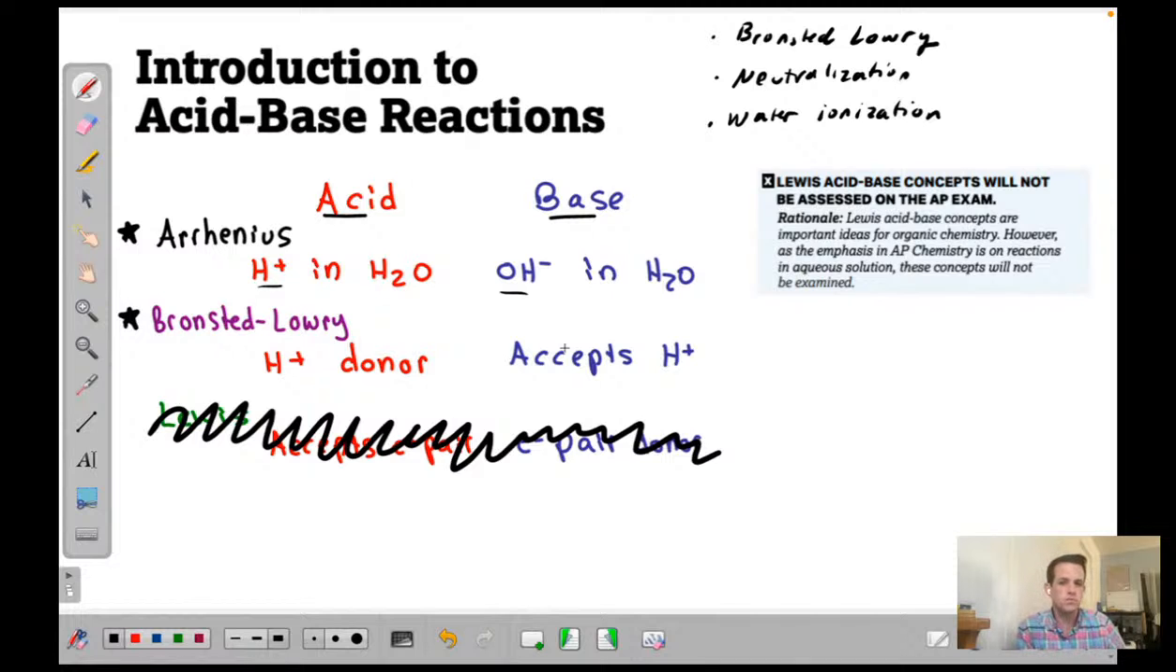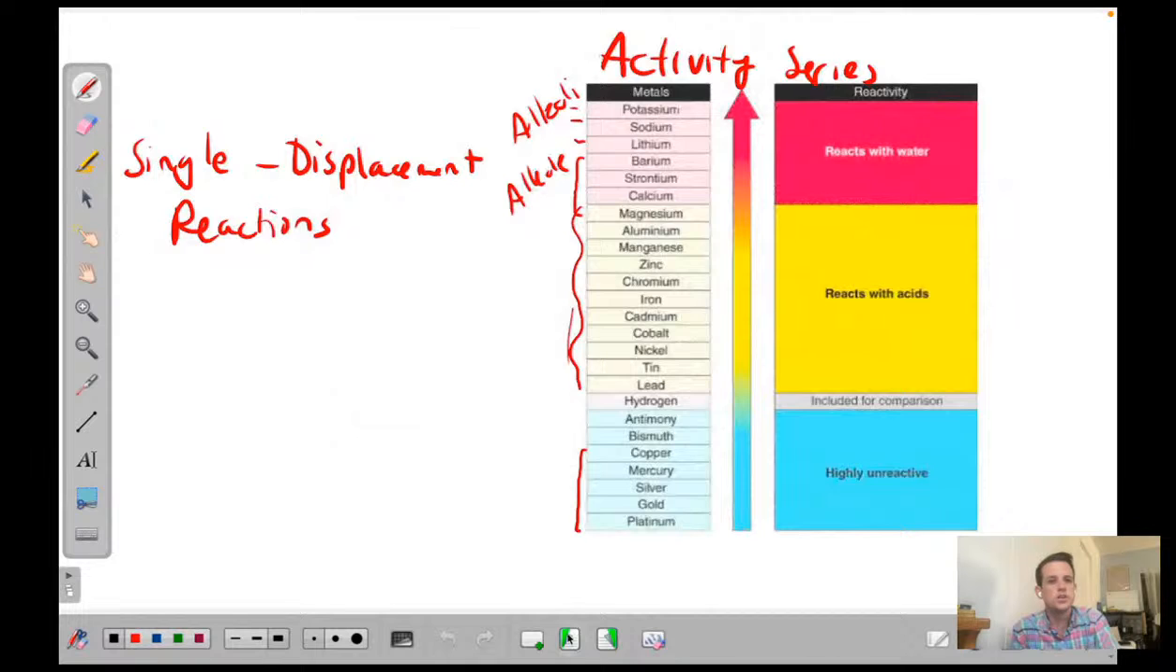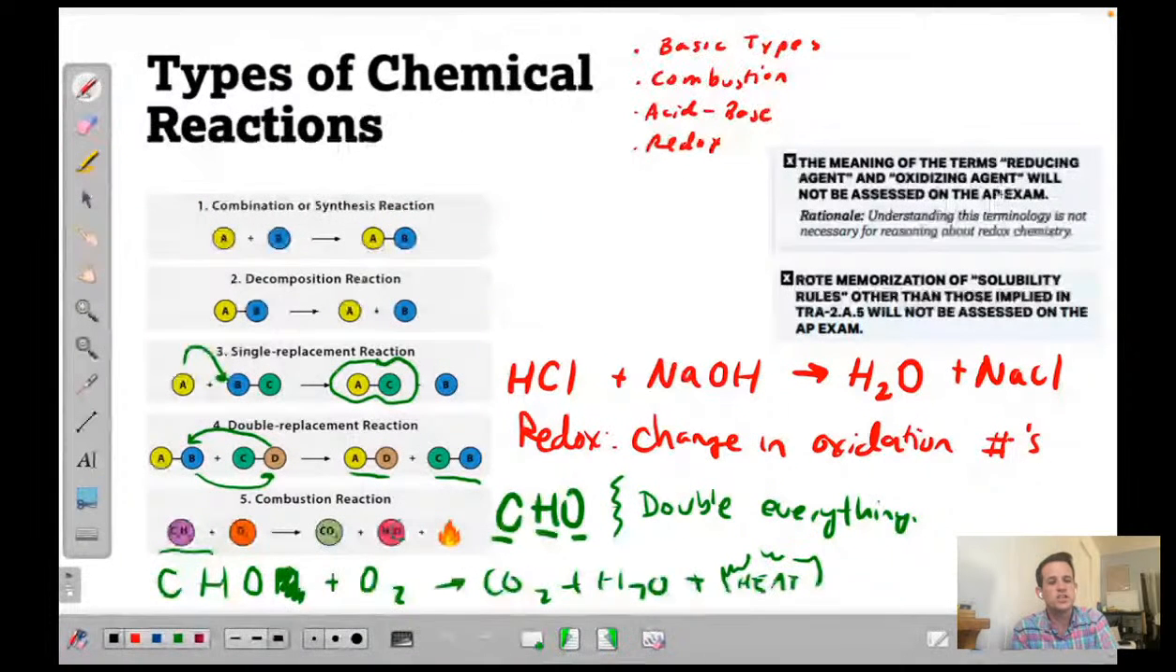So again, the Bronsted-Lowry definition is the main one that we focus on, although the Arrhenius one is useful as well. Notice here that there's this statement. Oh, I think we missed one on the last page. So also reducing agent, oxidizing agent for redox, that's just confusion. So that's not going to be on there. Also, it says right here, solubility rules are not going to be assessed on the AP exam. You just need to know your Na, NH4, NO3, and K.